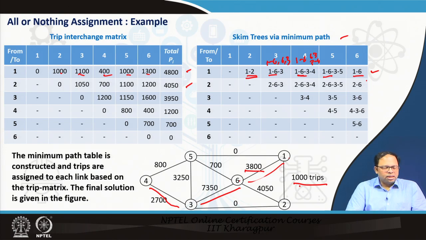So the minimum path table is constructed and trips are assigned to each link based on the trip matrix. The final solution is given as we have just estimated the final solution.